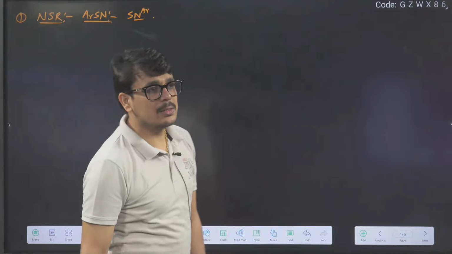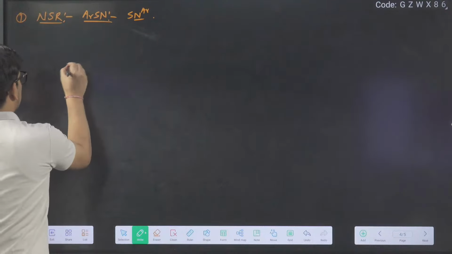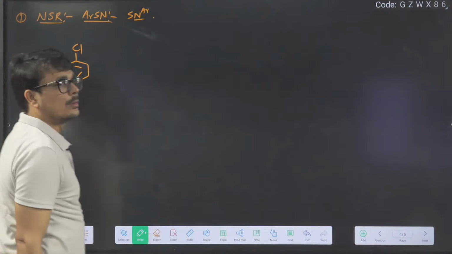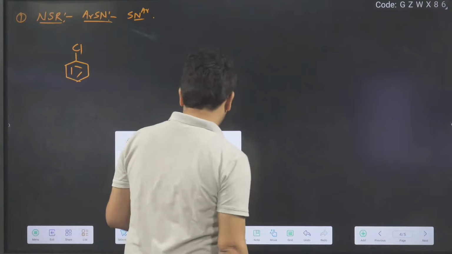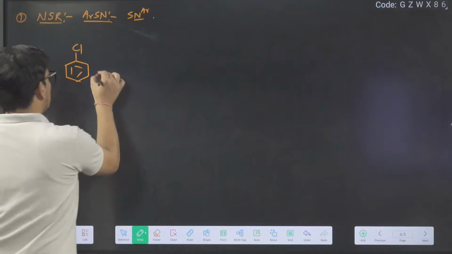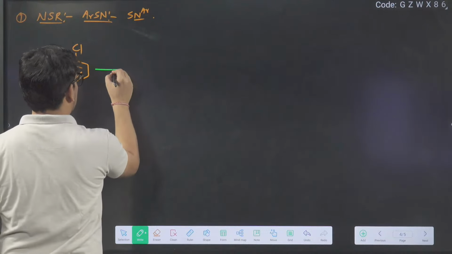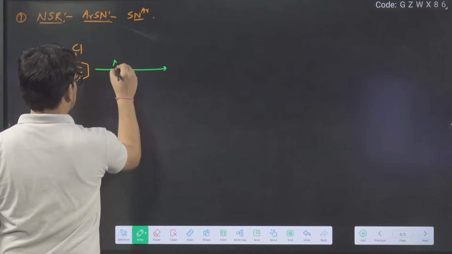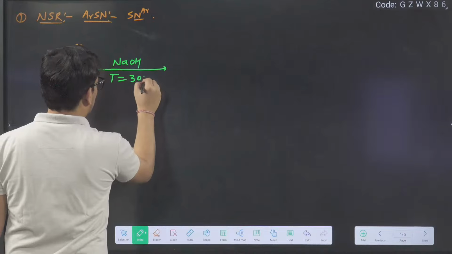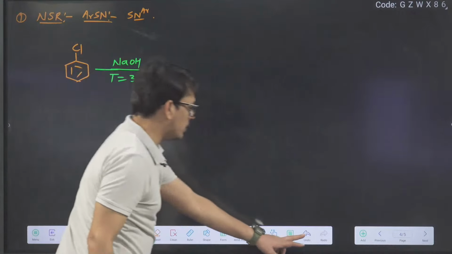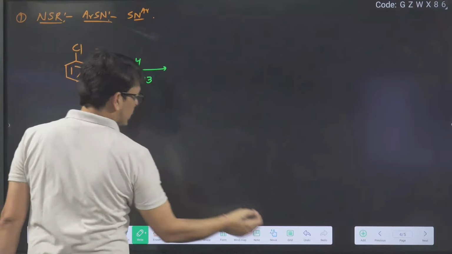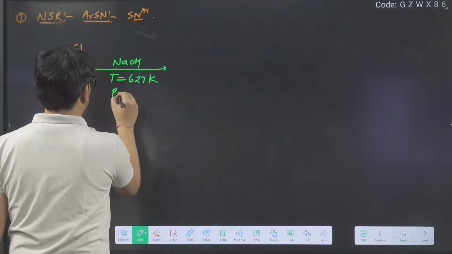So in this case, this is benzene connected to, let's say, chlorine. Here this is less reactive, that I already said, yes or no. Why is this less reactive? Because of those 4 reasons. So is this reaction possible under normal condition or not? If this reacts with NaOH, the temperature will be very, very high. How much temperature? 627 Kelvin, and the pressure will be how much?